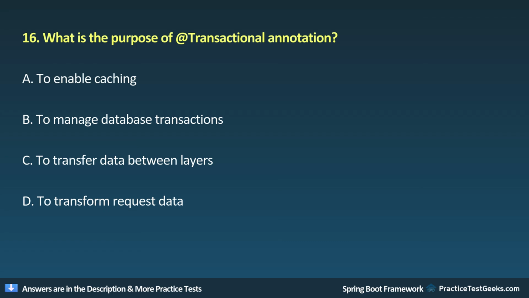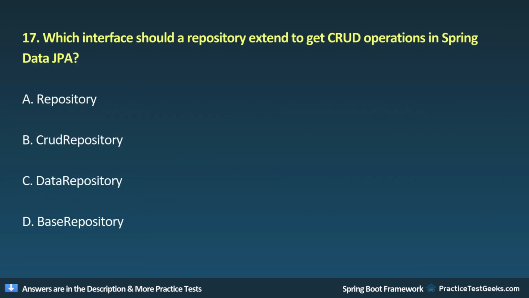16. What is the purpose of the @Transactional annotation? A. To enable caching. B. To manage database transactions. C. To transfer data between layers. D. To transform request data.